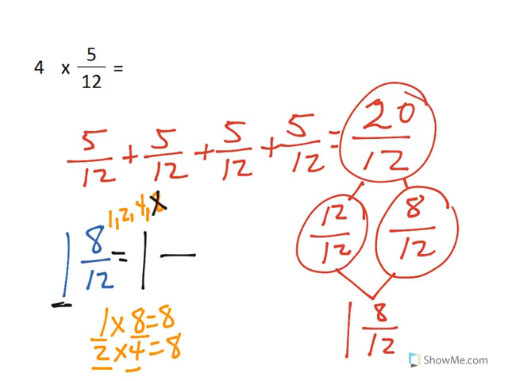Is 4 a factor of 12? Yes, it is. So I'm going to divide both my numerator and denominator by 4. 8 divided by 4 is 2, and 12 divided by 4 is 3. So my final answer for this problem is 1 2/3.